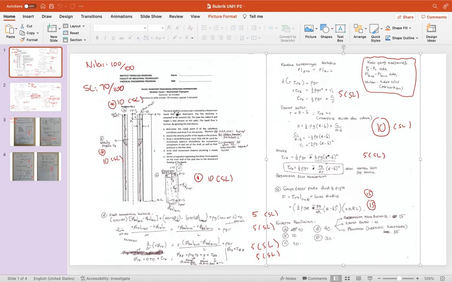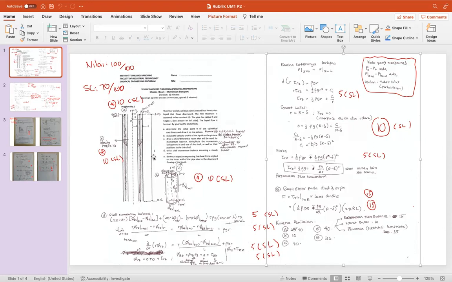Usually it's always until the shell momentum balance, and then you get the boundary condition. And then if for example you don't pass part E, that's fine. You still can pass the exam. But if not, then you have to do the remedial test. Of course I really don't want you to do the remedial test, so it's very important for us to understand this.